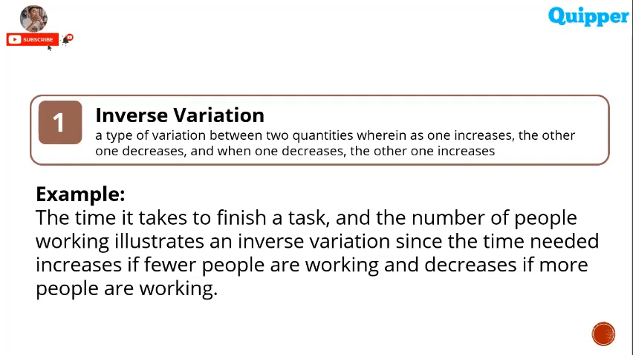Example, the time it takes to finish a task and the number of people working illustrates an inverse variation, since the time needed increases if fewer people are working and decreases if more people are working. This is an example of inverse variation. It's about work: the number of people working and the time needed to finish the work. There is an inverse relationship.